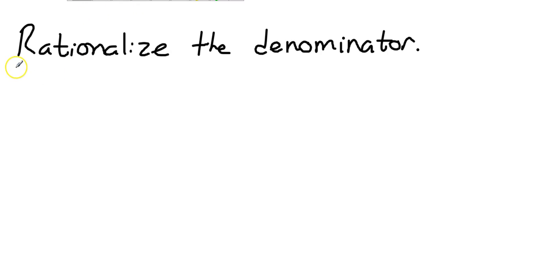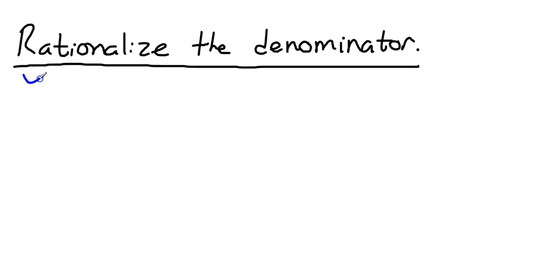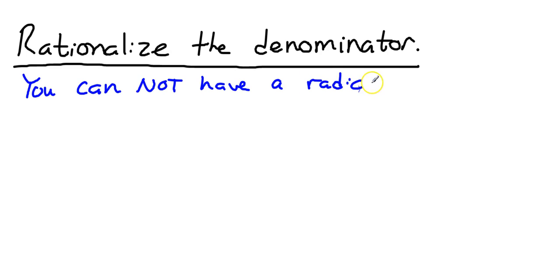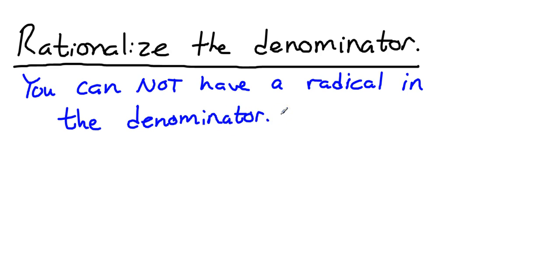And when I talk about rationalizing the denominator, here's what it means. When I tell you to rationalize the denominator, that means that you cannot have a radical in the denominator. So to fix that, if it's just a single term denominator, to rationalize it you just multiply by the exact same square root you have in the denominator, and you multiply that to both the numerator and the denominator.